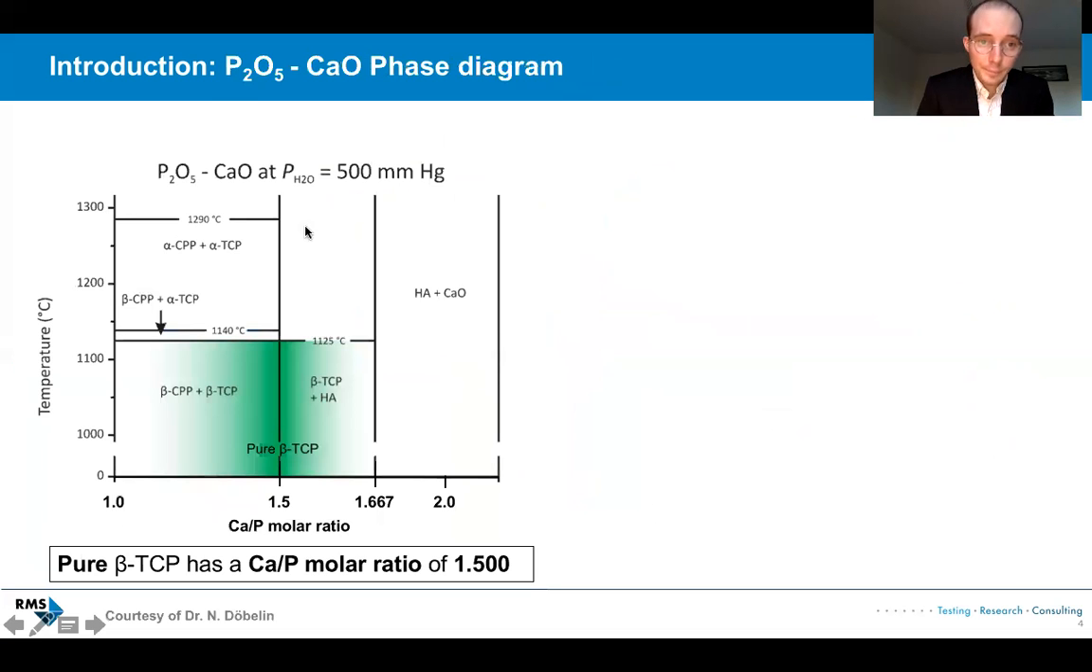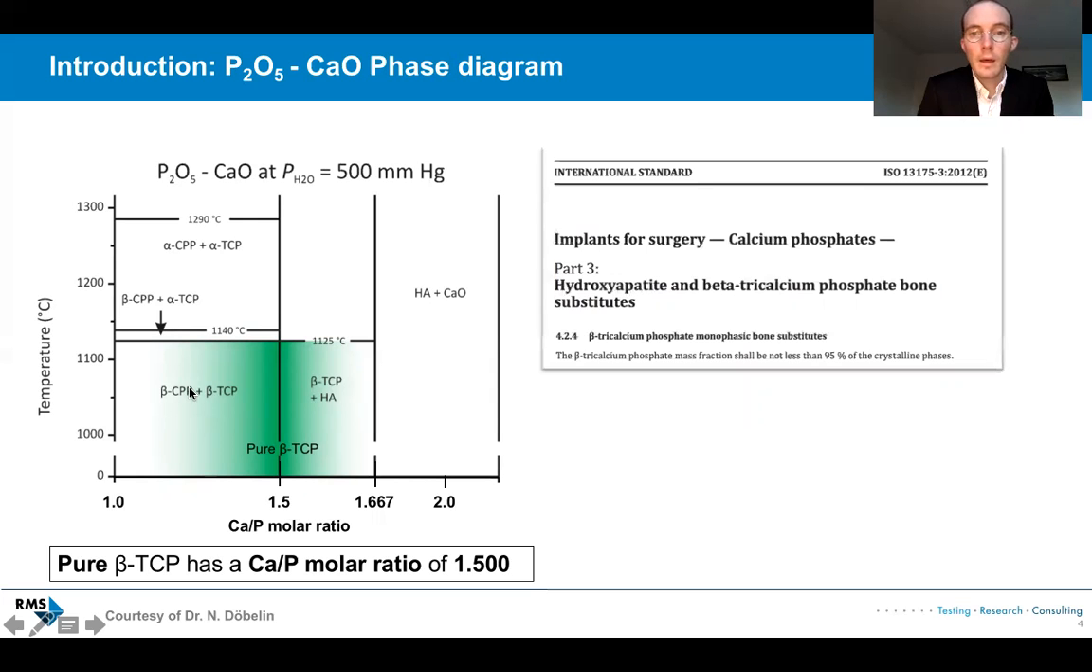In particular, here we have a simplified phase diagram, and beta-TCP has the particularity that it has a calcium over phosphate molar ratio of exactly 1.5. If this ratio is slightly above 1.5, we have beta-TCP, which is present with hydroxyapatite as a secondary phase. And otherwise, if the ratio is below 1.5, then beta-TCP coexists with beta-calcium pyrophosphate.